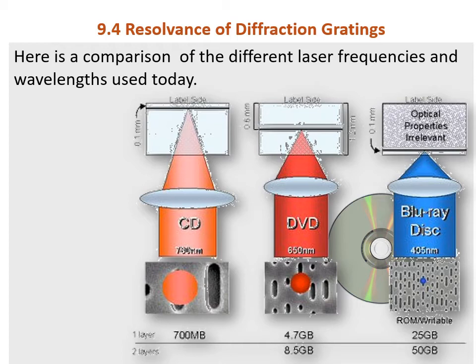And now we have Blu-ray discs. This emits blue light at 405 nanometers, and notice how small the apertures are because they're on the same order of magnitude as, some multiple of, the wavelength, so smaller aperture. And now you have 25 gigabytes of space available for one layer, 50 gigabytes of space for another layer. So just the progression of technology over time is really baffling.